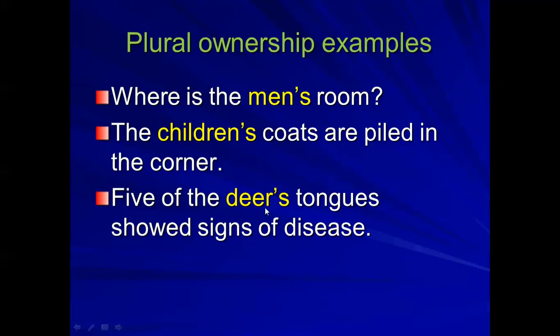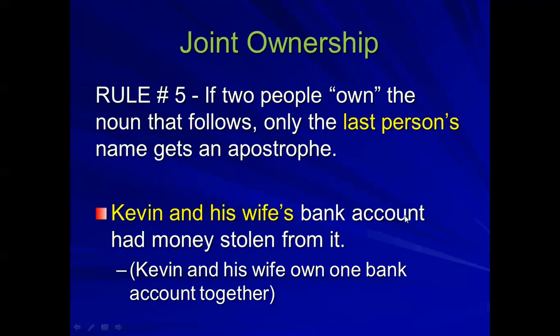So there you are. Again, just to reiterate, 9 times out of 10, you're going to add apostrophe S. So now we're going to get into some special cases. Rule number 5 is when you have 2 people who own the same thing, how do you show ownership in that situation? Rule number 5 is about what's called joint ownership. You've got 2 people. If you've got Kevin and his wife, and they own 1 bank account that they both own together, the rule is only the last person named gets that apostrophe.